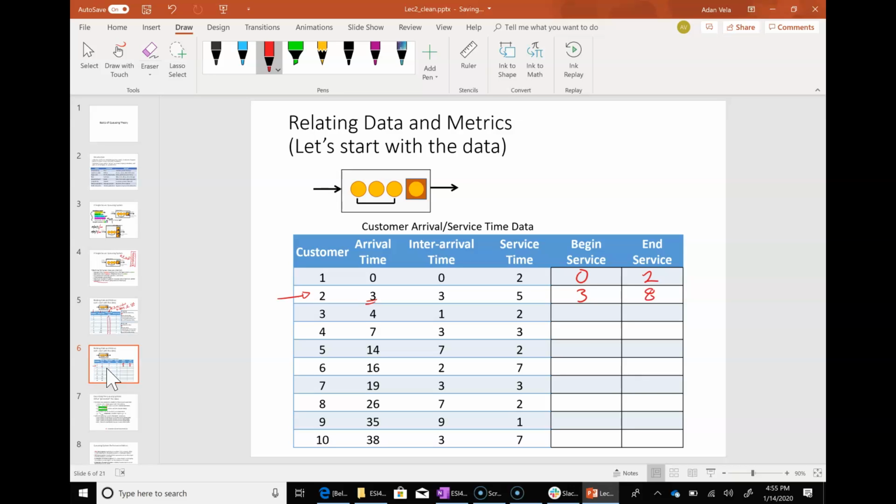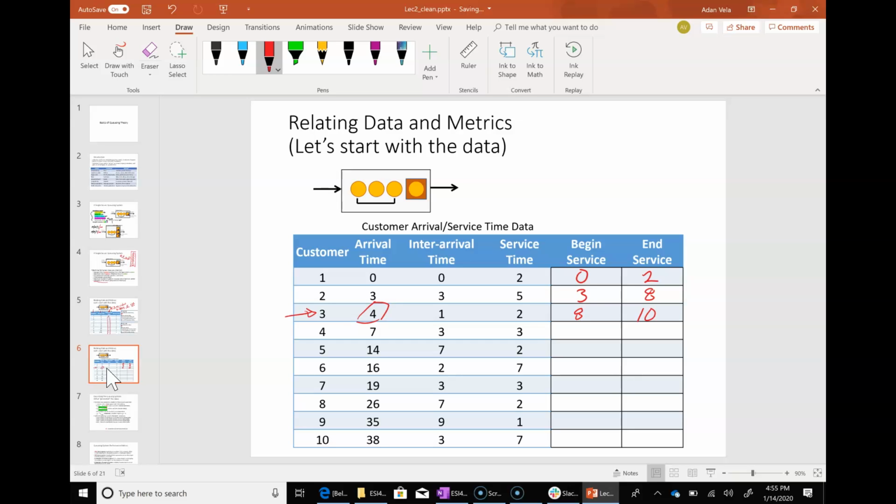Now let's look at customer 3. Customer 3 comes in at time 4. Is the server busy or not? Yes, the server is busy. How long is the server busy until? Time 8. So customer 3 is not going to start until time 8. What time are they going to leave? 10, 2 minutes later.